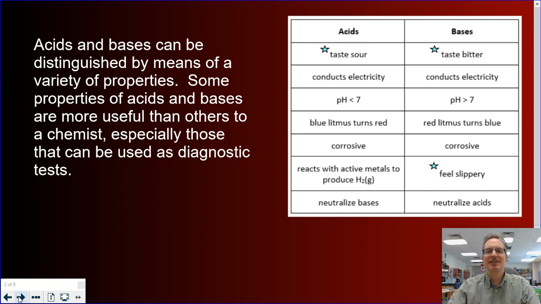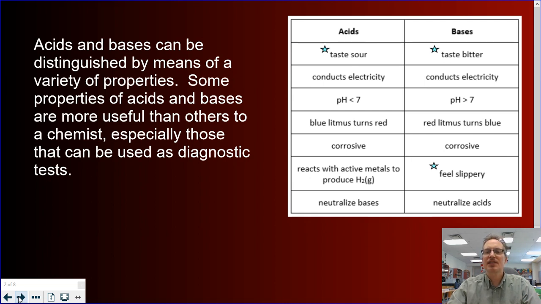Some properties of acids and bases are more useful than others to a chemist, especially those that can be used as diagnostic tests. You will see that the properties in our comparison chart of acids and bases are the same ones discussed in a previous video.